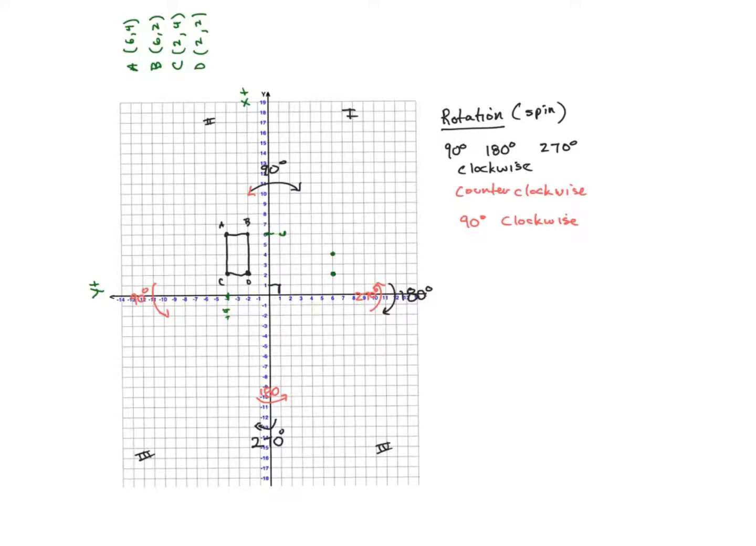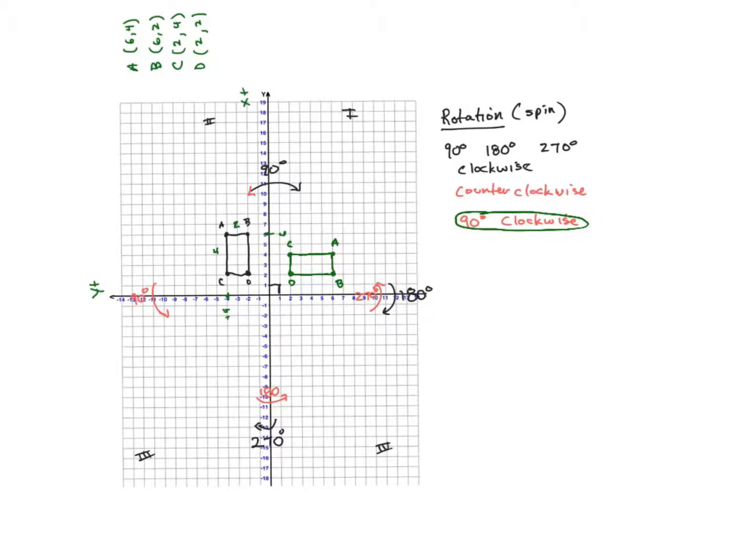And again, I know my shape is a 2x4, so I could also just shape it from there. But I know my A was at 6, 4. I know my B was at 6, 2. This is where my C was, just by using my coordinates. Now, if I wanted to go 270, so we did a 90 degree clockwise.